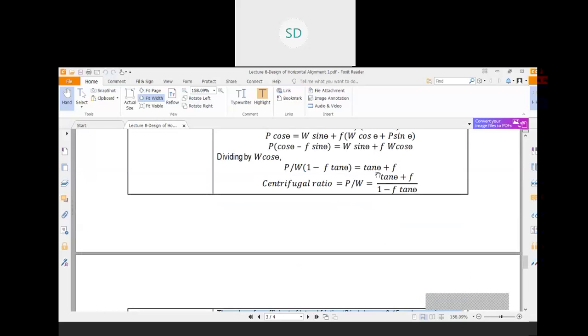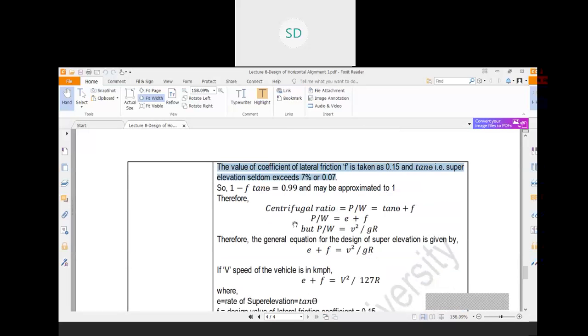For easiness in the calculation, you just omit this portion, that is the down portion, 1 minus F tan theta, because it would be equivalent to 1, so there is no need to consider it. So your centrifugal ratio P by W would be F plus tan theta. Here tan theta is generally E. So E plus F equals P by W, and you know P by W equals V square by GR. So therefore the general equation for the design of the super elevation is given by E plus F equals V square by GR.